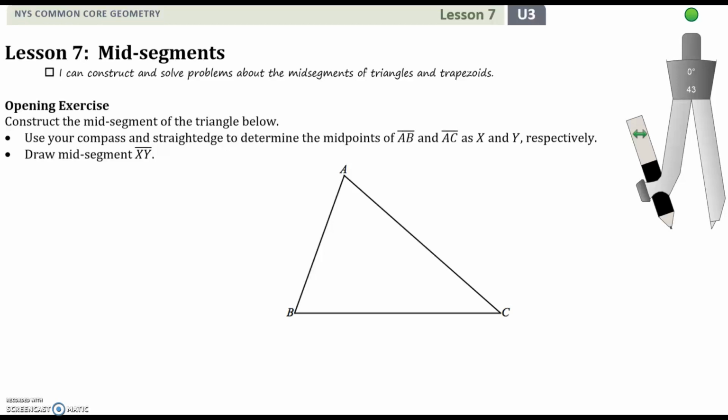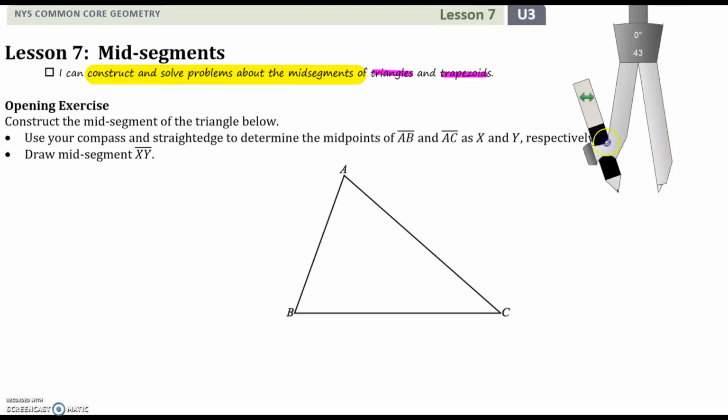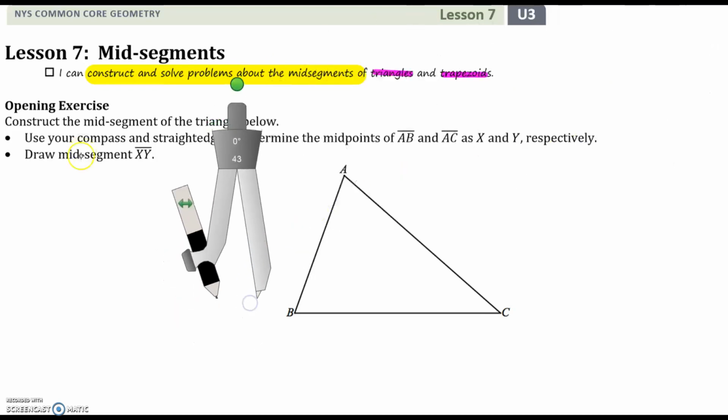Hi everyone, it's Mrs. Griffin with the Unit 3 Lesson 7 video where we're going to be constructing and solving problems about midsegments. Both triangles and trapezoids have midsegments. So to begin, on this first example, we're going to construct a midsegment for the triangle by following these directions.